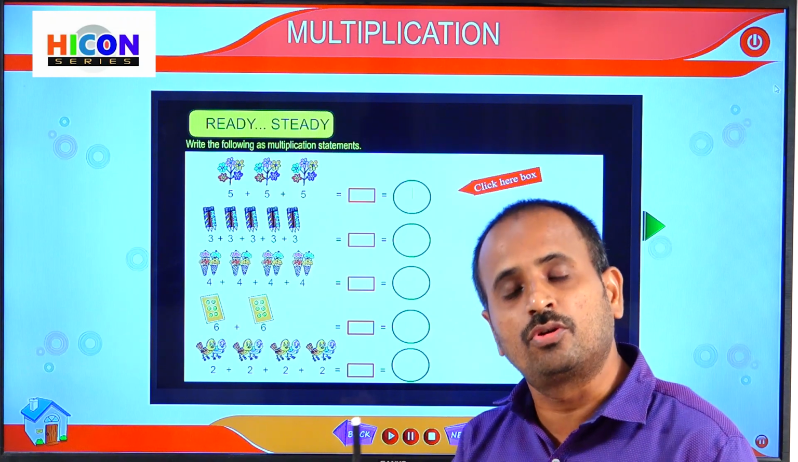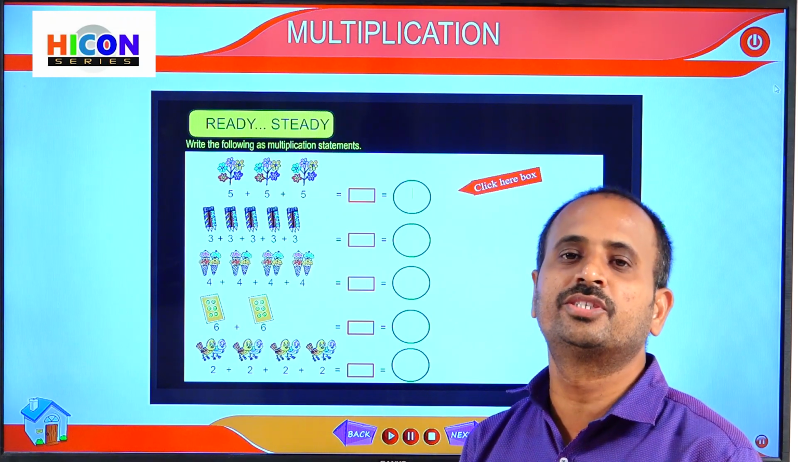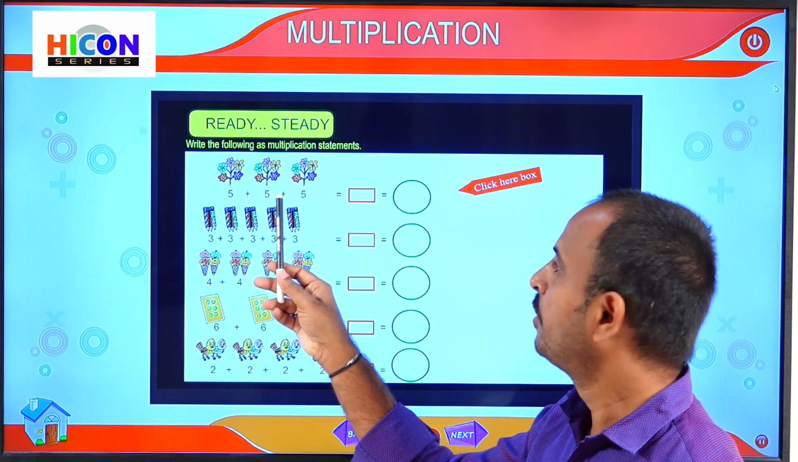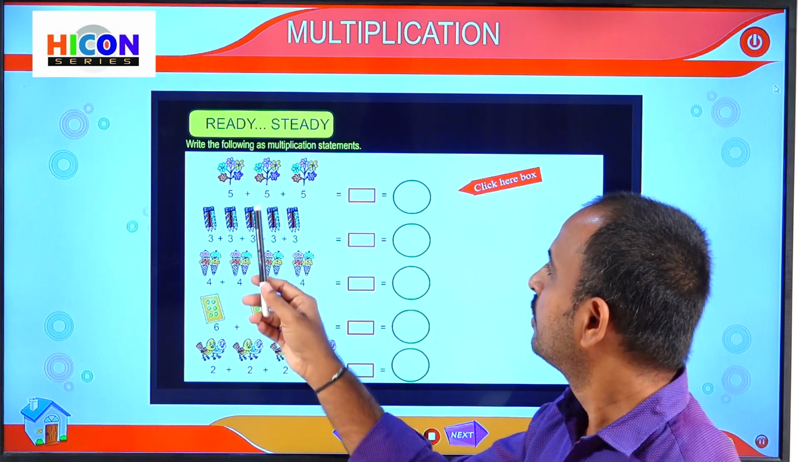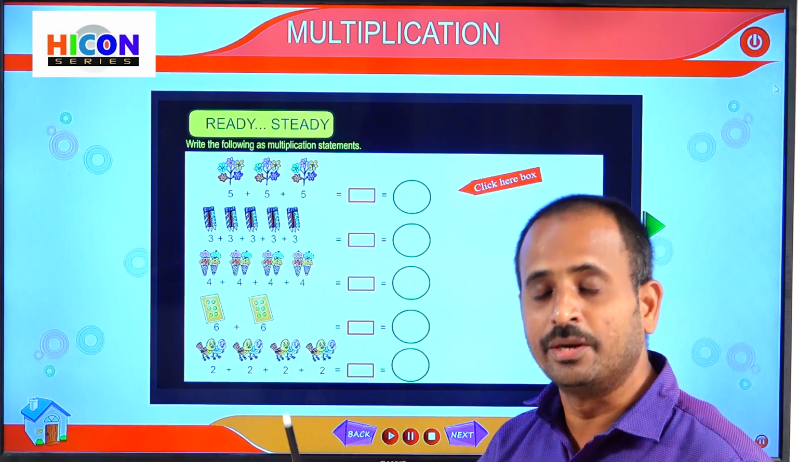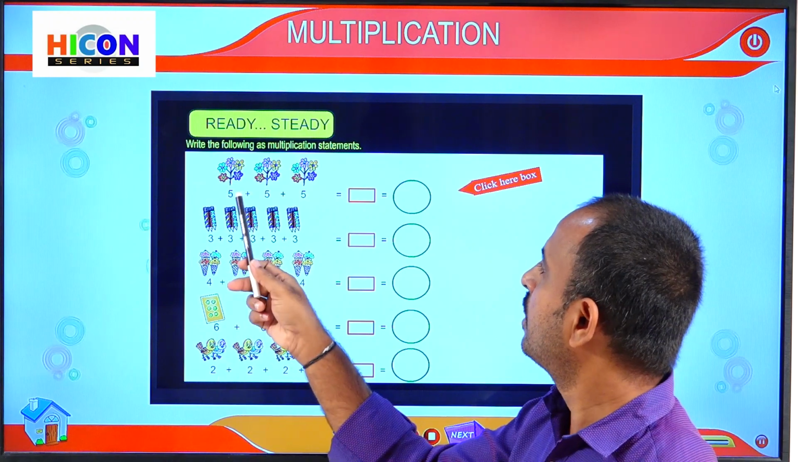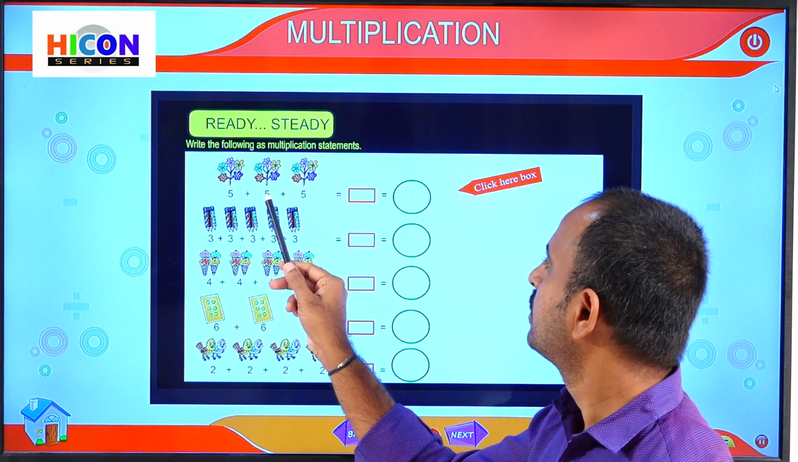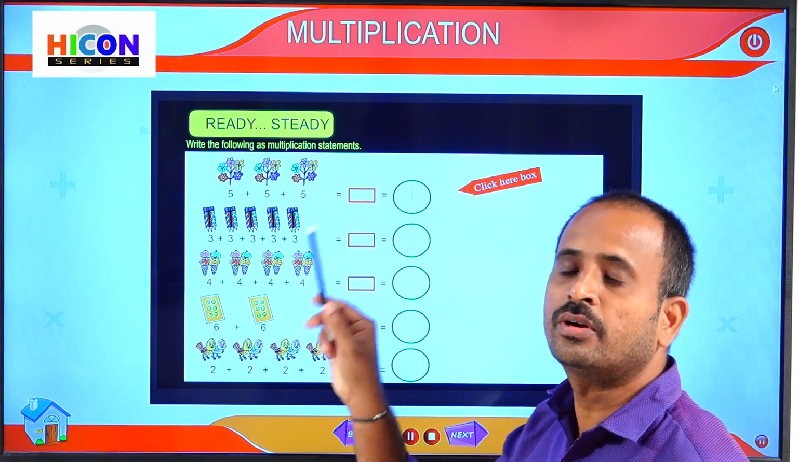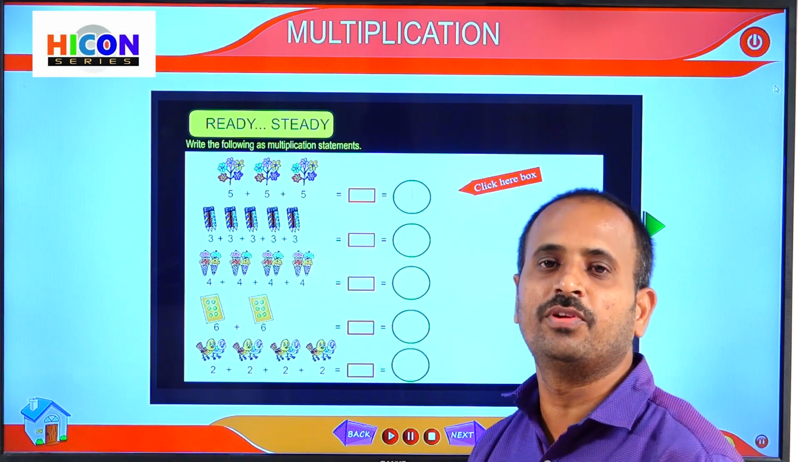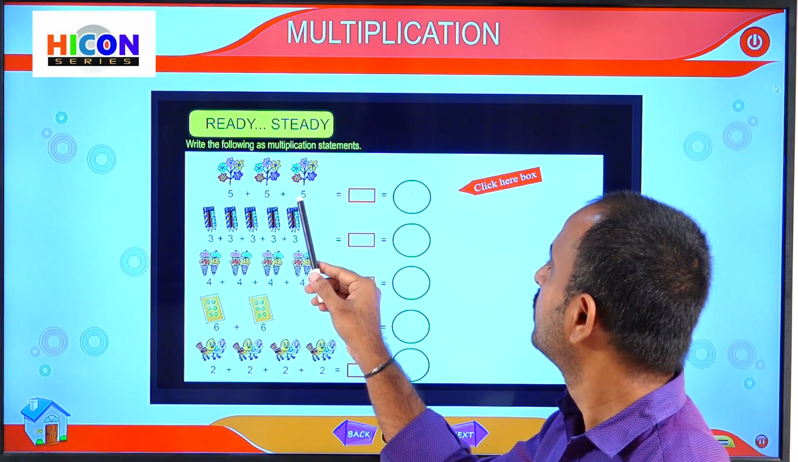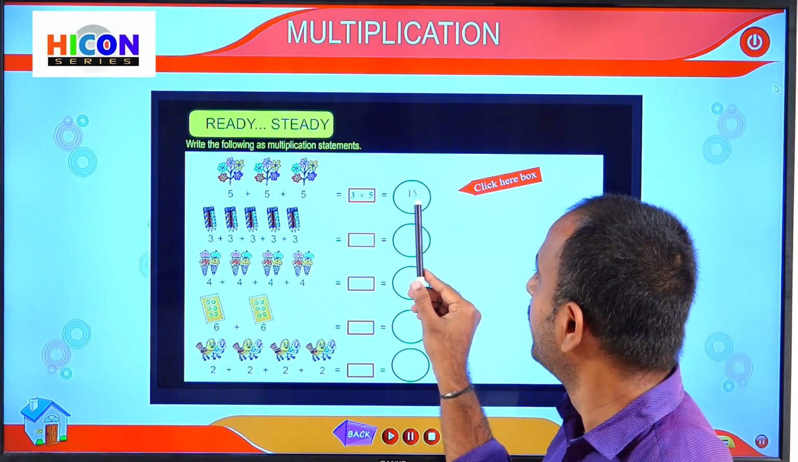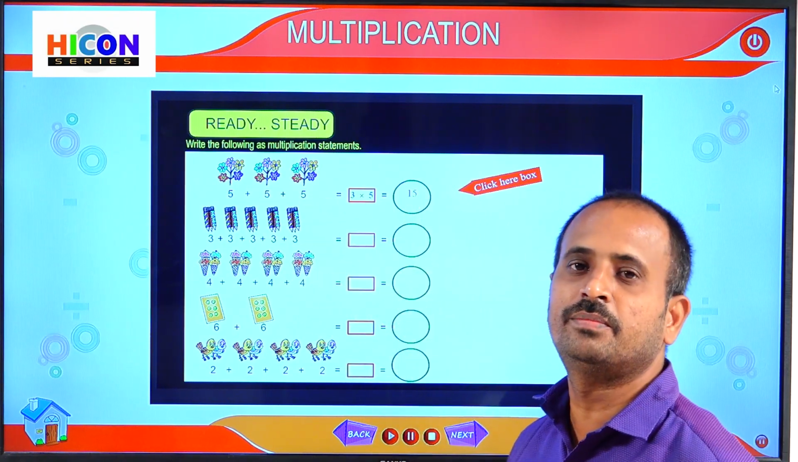So how can we get the total number of flowers? According to addition, we have to add 5 plus 5 plus 5. That means we are adding a number repeatedly. Here we are adding the number 5 three times. So 5 plus 5 plus 5, children, how many flowers does it become? Total it becomes 15 flowers. And how can we write it as a multiplication statement?